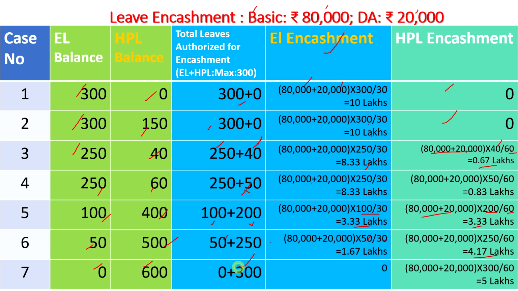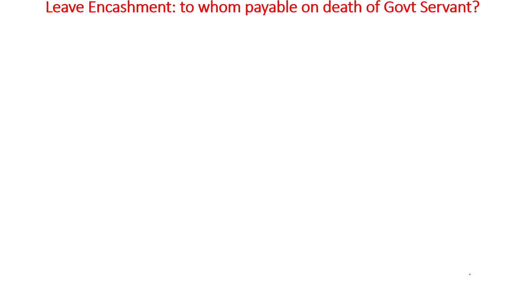Seventh point is that here you have 0 EL and 600 HPL. 0 plus 300 will be taken. Here EL will be 0. And HPL will be 80 plus 20,000 into 300 by 60. It is equal to 5 lakhs. So in this first case, you can see that for 300 ELs, you are getting 10 lakhs, and for 600 HPL, you are getting only 5 lakhs. So how important EL is, you should understand, and you should save the ELs for the retirement.